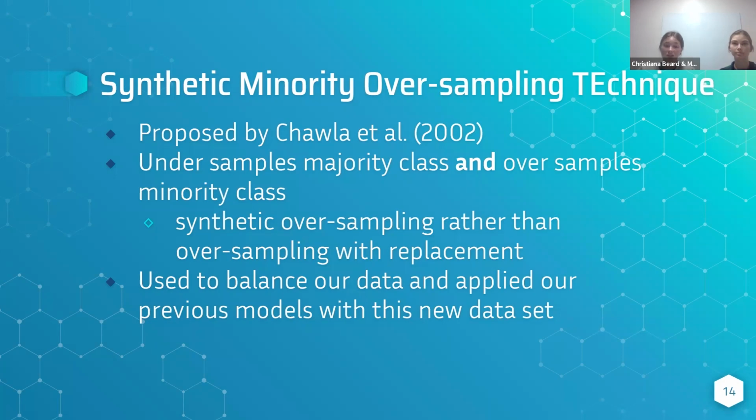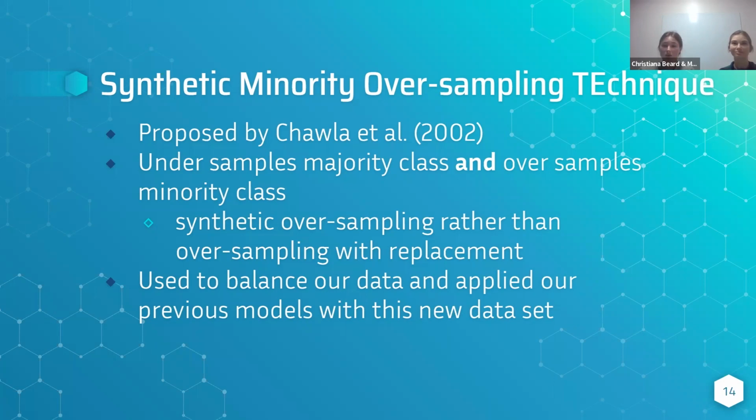In our case, it undersamples our majority class and oversamples the minority class, whereas some techniques usually just undersample, or some will just oversample, depending on the class that needs to be balanced. But with SMOTE, it makes synthetic data points rather than oversampling with replacement. In our case, this was really helpful because we had a pretty unbalanced data set.